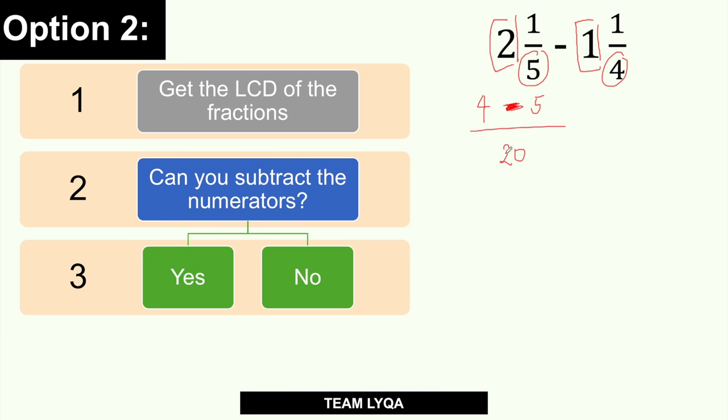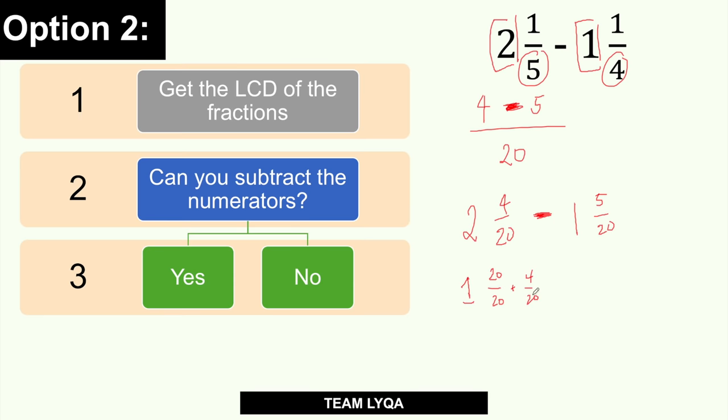Okay? If the answer is no, here's what's going to happen. And I want you to pay attention to this part because you might get left behind. Here's what you're going to do. This 2, okay, technically that is 2 and 4 over 20 minus 1 and 5 over 20, right? What you do is this: that 2 is two 20s, two 20 over 20. I'll borrow one. So that would be 1 and another 20 over 20 plus your 4 over 20.